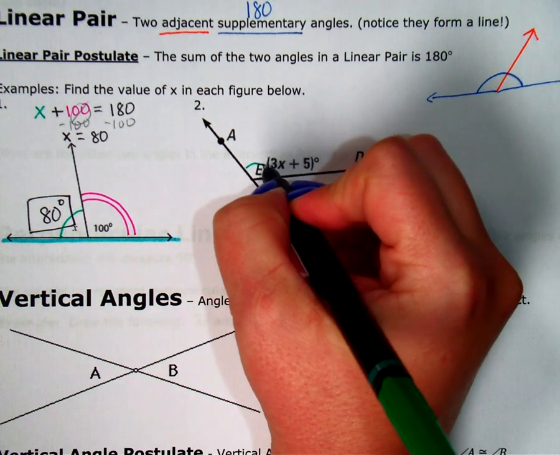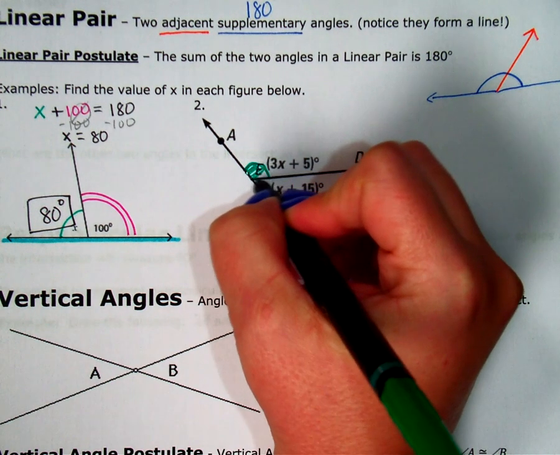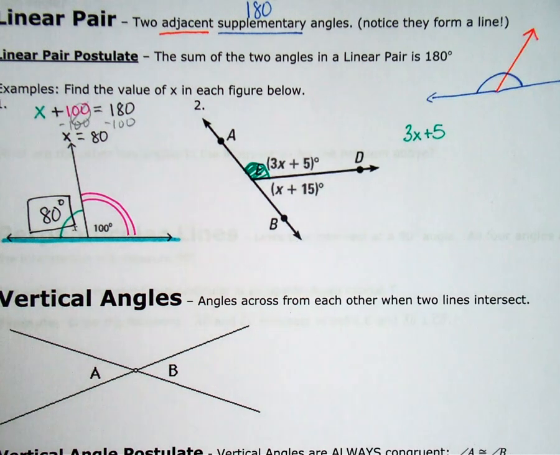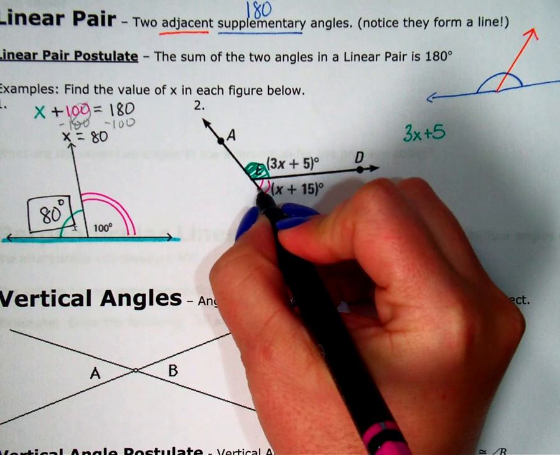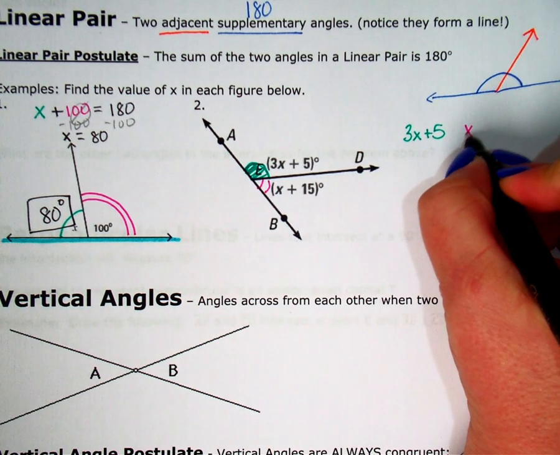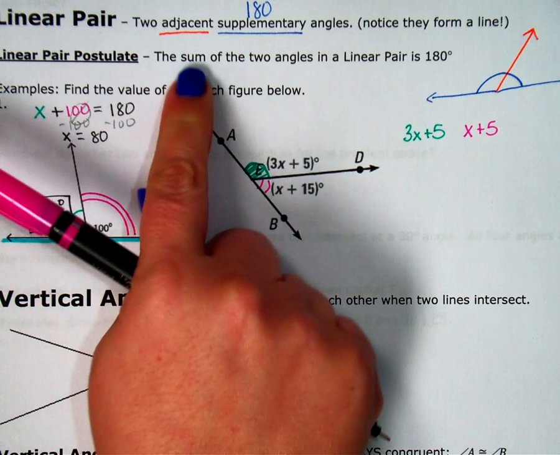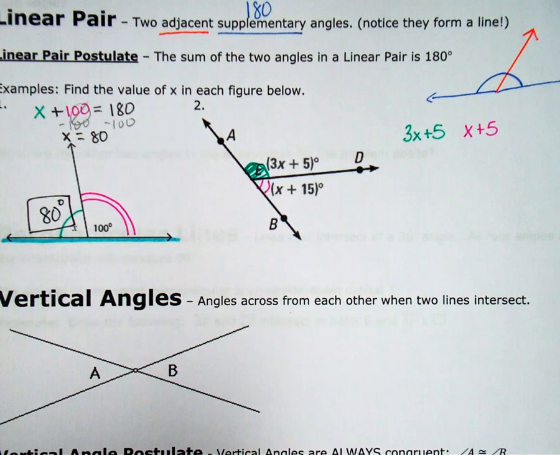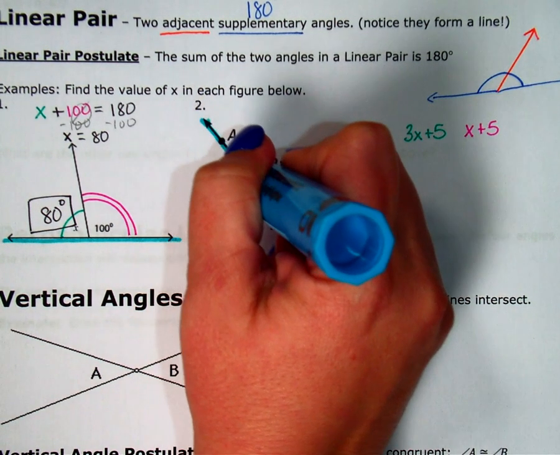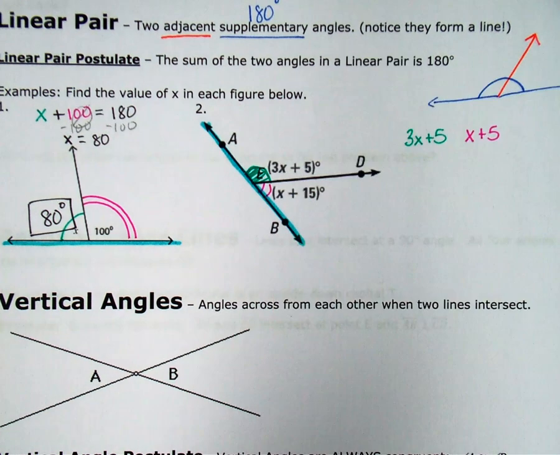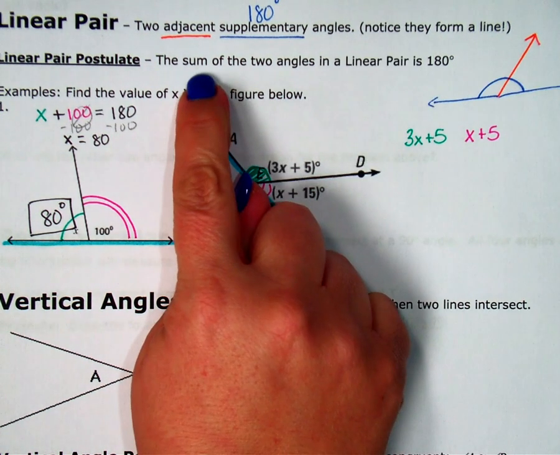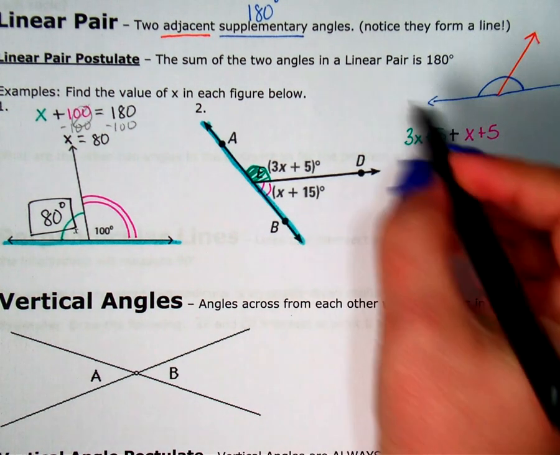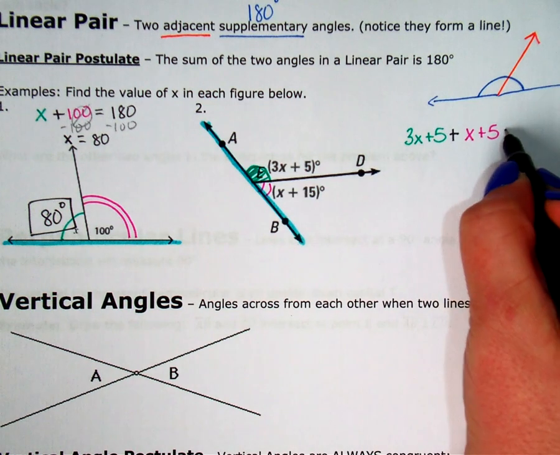So when I look at my two angles, the one on top is 3x plus 5, and the one underneath is x plus 15. My linear pair postulate says the sum of those two angles in the linear pair, and I know they're a linear pair because they make up one side of that line. So the sum, which means I add them together, of these two angles equals 180.